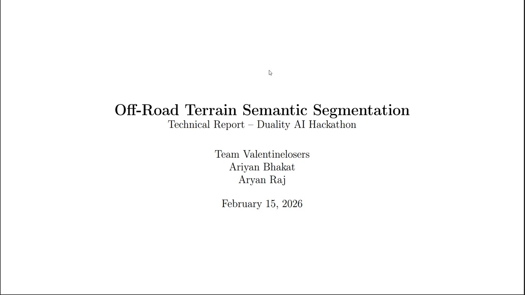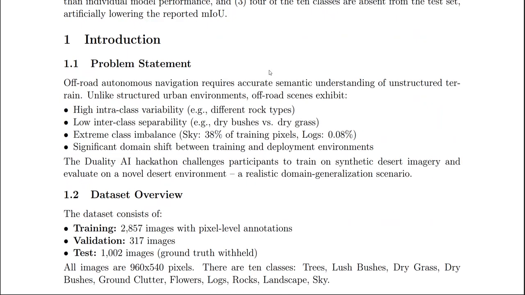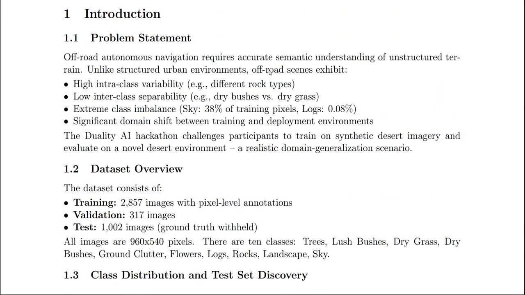Valentine losers, and we have taken part in the off-road terrain semantic segmentation, which is presented by Duality Hackathon. So, the problem statement is that we are given a data set of off-road autonomous navigation vehicle, and we have to train on the synthetic desert imagery and evaluate on the novel desert environment.